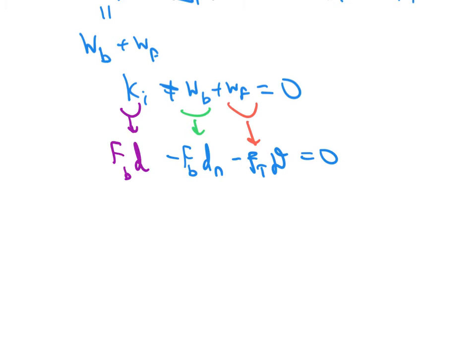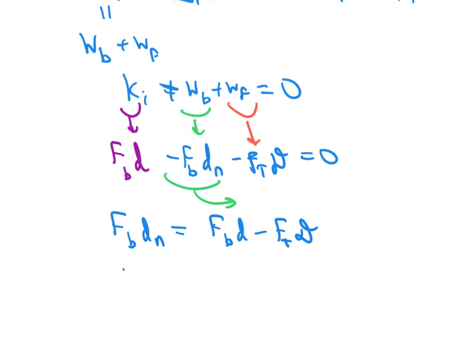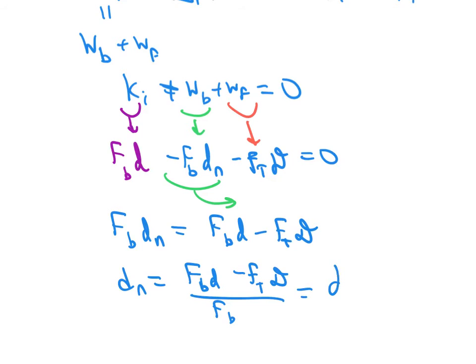So maybe we move this entire term to the other side, and we get FB d sub n equals FB times little d minus F sub T times big D, or kind of crazy, d sub n is FB times little d minus FT times big D all over F sub B, which you could write as little d minus FT over FB times big D.